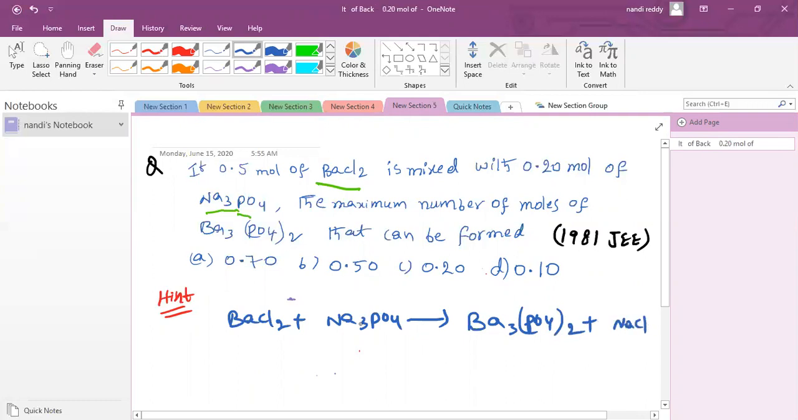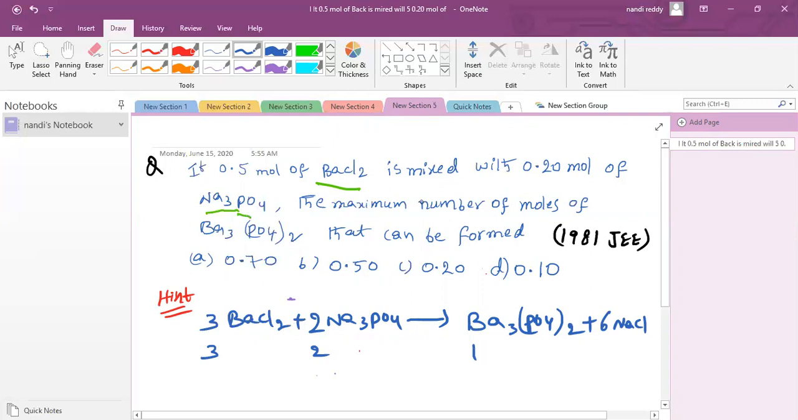Now we need to balance the equation. Clear. So how many barium are there, sir? Here 3. So you can take 3 moles of barium. How many phosphate here? 2. So I need to take 2 moles of phosphate. You can write. So barium is balanced and phosphate is balanced. NaCl is not balanced. You can write 6 Cl or 6 Na. Second equation: 3 moles required, this is 2 moles. We are getting 1 mole of barium phosphate.